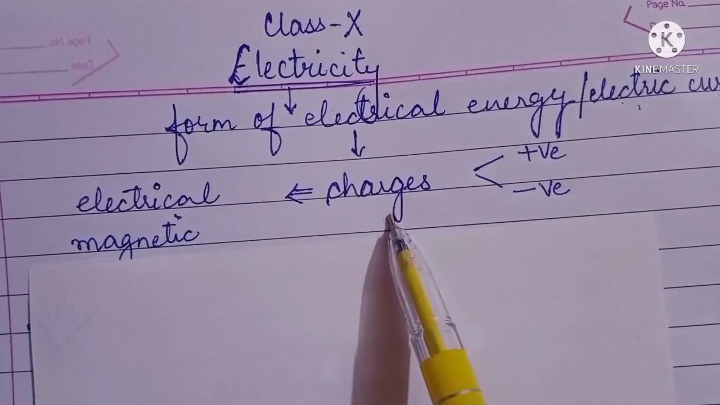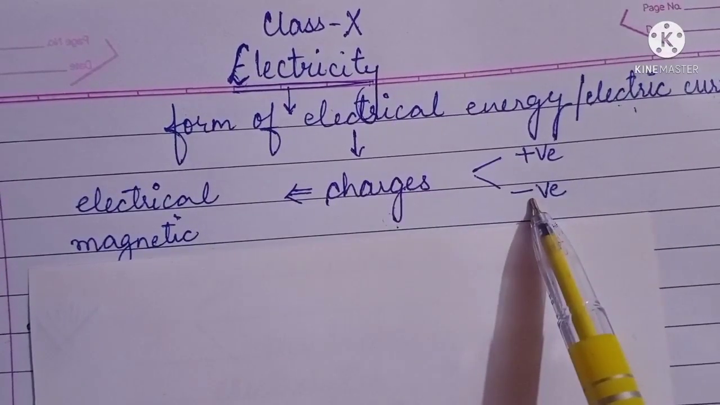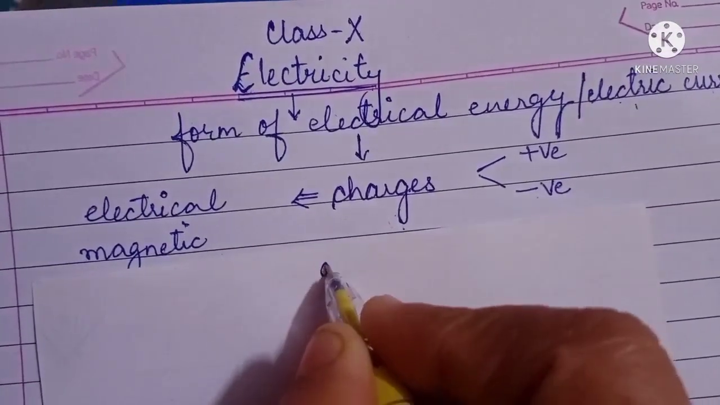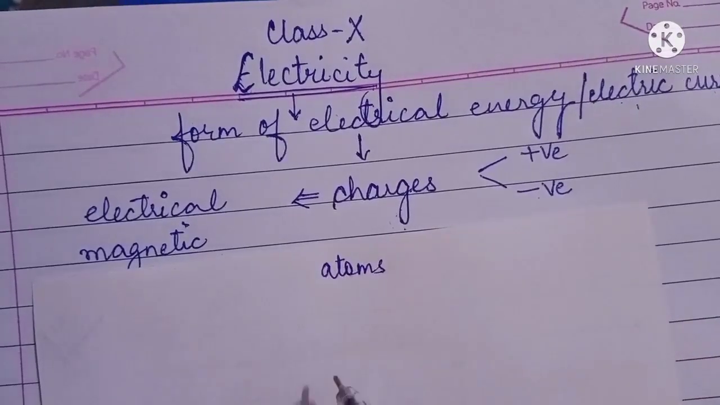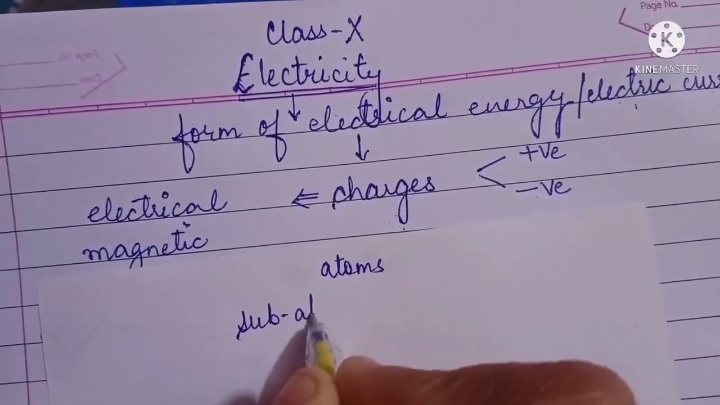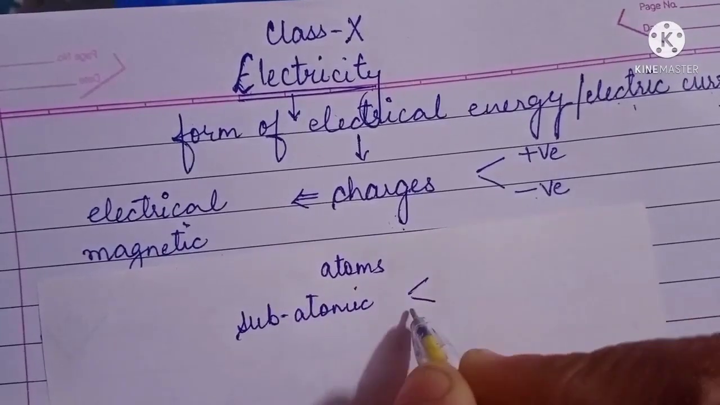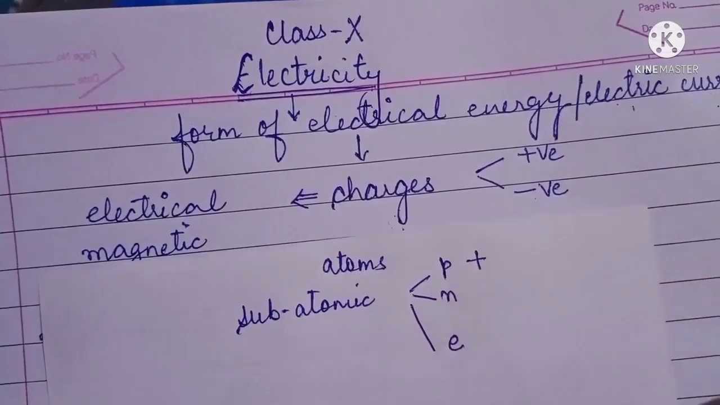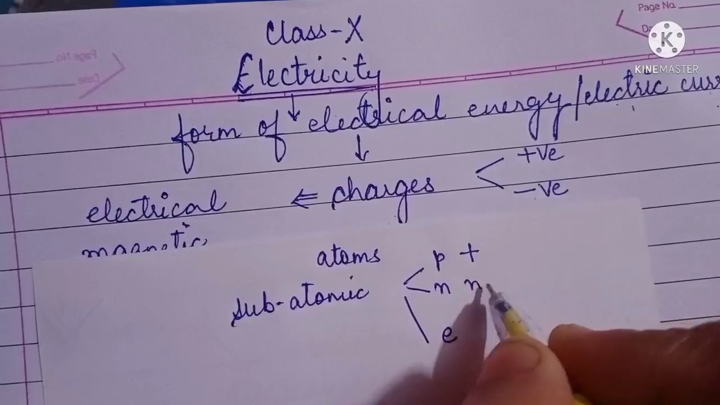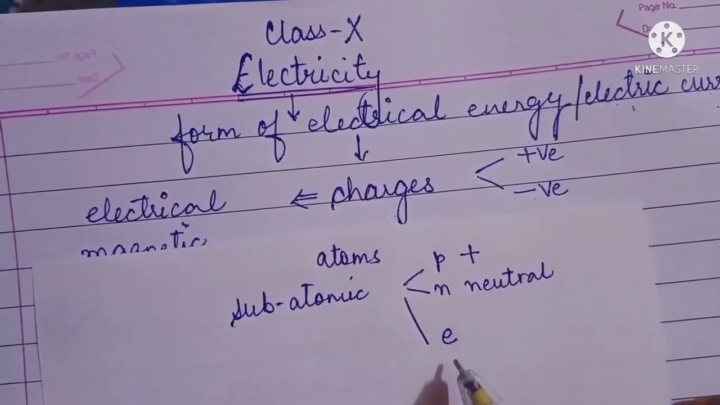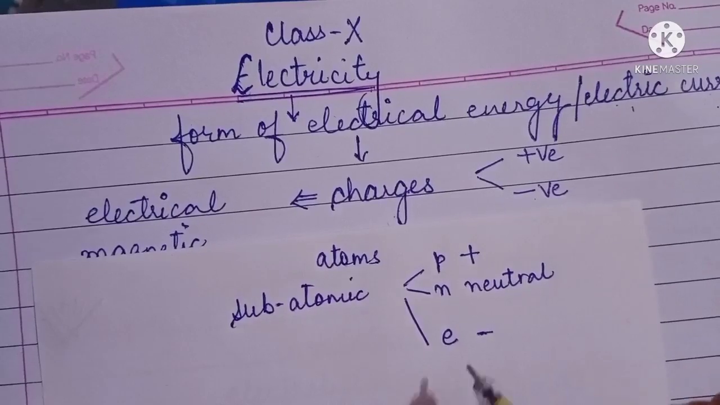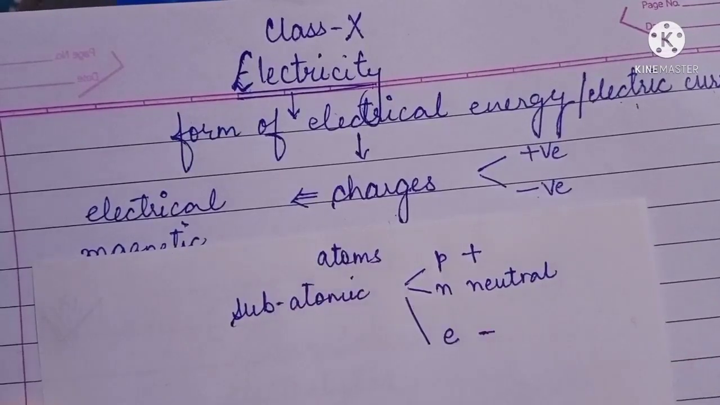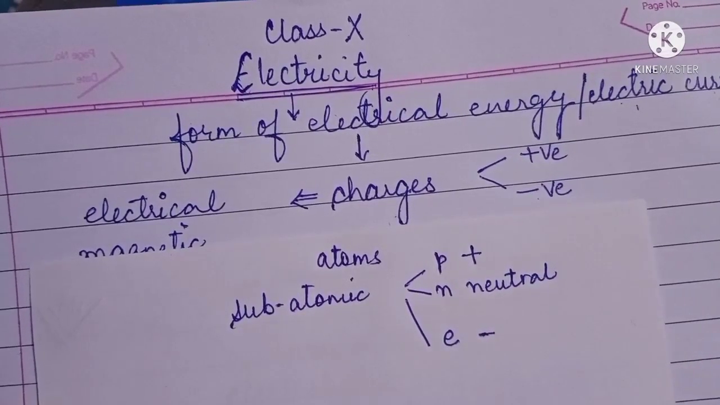Now, talking about charges, charges can be positive or negative. As you have studied in your lower classes, all the materials, all the objects are made up of atoms. And these atoms have their subatomic particles. These subatomic particles are protons, neutrons and electrons. Protons are taken to have positive charge. Neutrons are neutral in nature, so no charge on them. And electrons carry negative charge. Now, what is the meaning of this charge actually? This is a part which you have studied already in your previous classes.